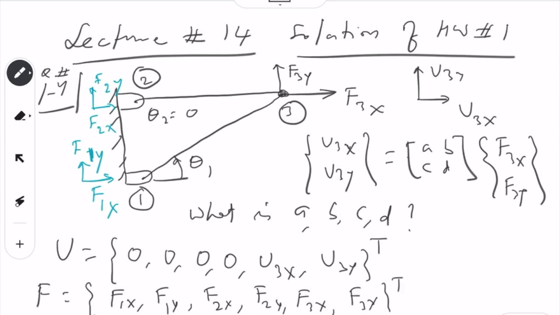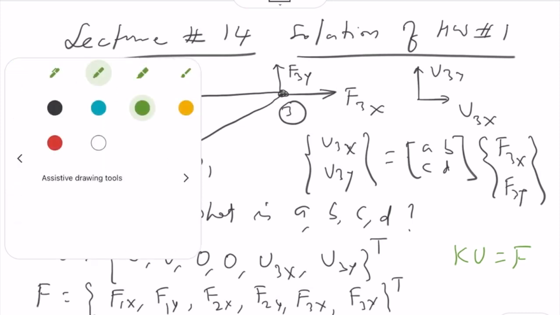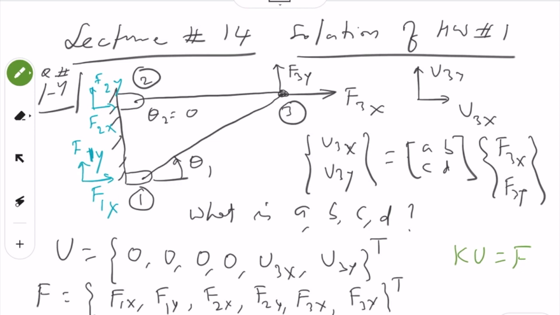Okay, now the stiffness matrix. Whatever the stiffness matrix is, we will finally write Ku equal to F, and U is given by this. What you see is that U will be 0, 0, 0, 0. So the initial 4 rows have zeros in U, and only the 5th and 6th are non-zero. After taking the zeros into account, we can write only 2 by 2 of k multiplied by u3x, u3y equal to f3x, f3y.